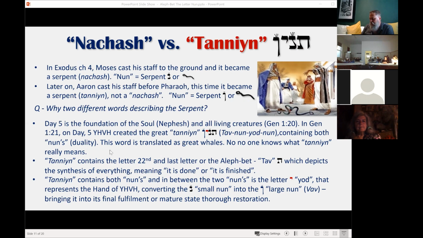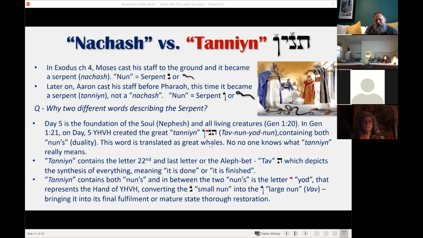So when we looked at Nefesh, we found that in day 5 in Genesis 1:20, where he said he created all living creatures, even man. So that's a foundation of the soul, or the fallen, or the immature state, which is that small nun. But when you read the next verse, still on day 5, it says that Yahweh created the great Tanin. And that is translated as whales. But no one knows what Tanin actually means. It can be a whale, it can be a big fish, it can be a dragon-like thing that lives in water. Nobody knows what a Tanin is. So you have to dissect the letters to actually find out what it is.